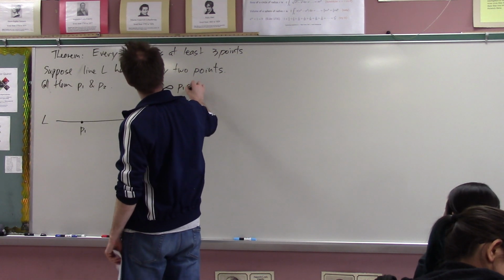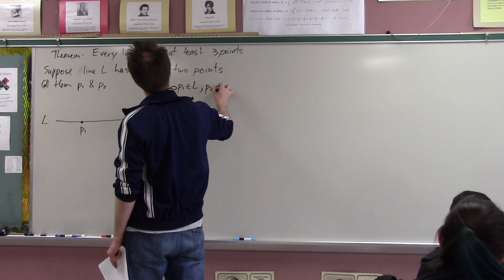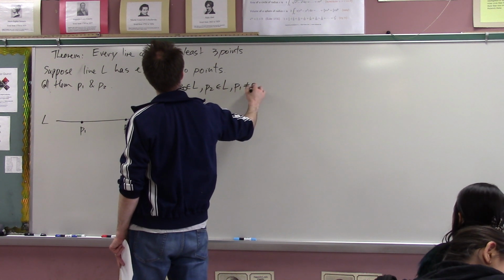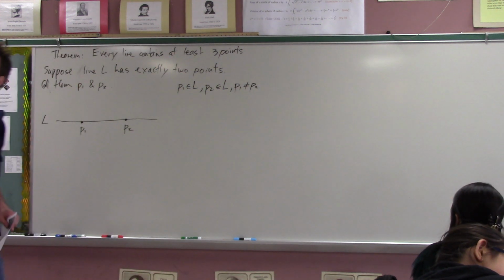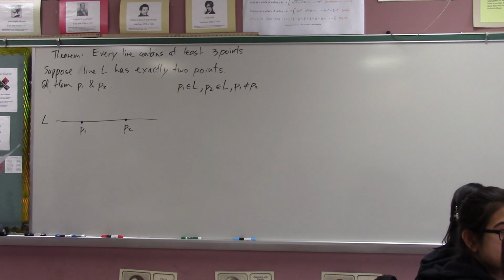The actual proof is happening here, which is that P1 is on L, P2 is on L, and also P1 is not P2. Alright, why is this impossible?